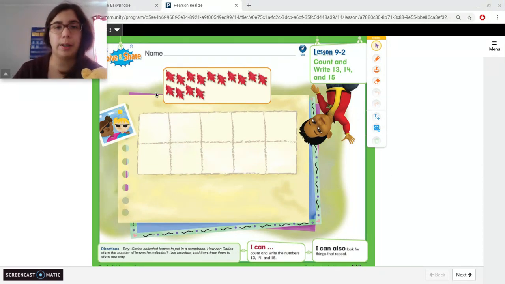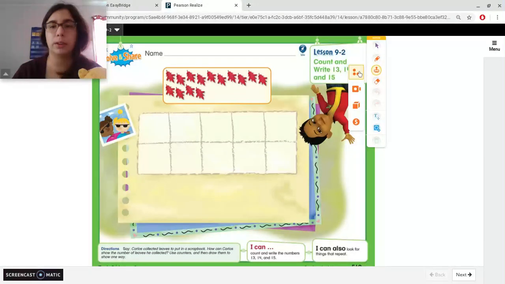So when we see a picture of objects, we know that we're probably going to have to count them to find out how many there are. So let's go ahead and count the leaves that we see. Are you ready? 1, 2, 3, 4, 5, 6, 7, 8, 9, 10, 11, 12, 13, 14. So Carlos has 14 leaves to put in a scrapbook. How can Carlos show the number of leaves he has collected? Use counters and then draw them to show one way.